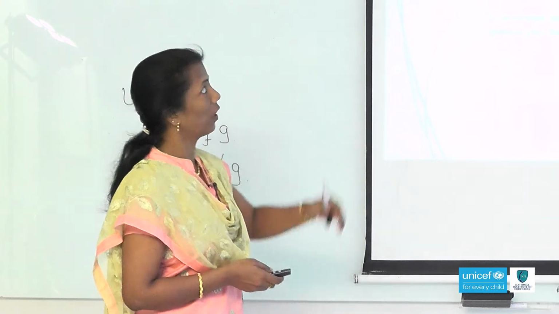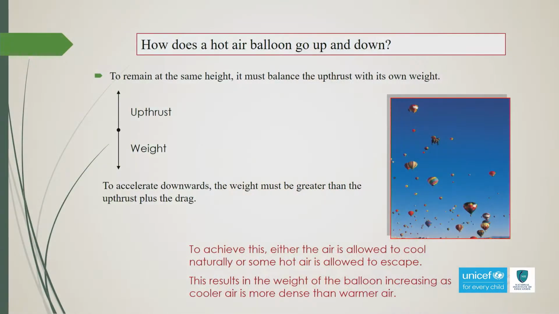See, how does a hot air balloon go up and down dancing in the air? Sometimes you could see the hot air balloon almost remains still. Sometimes it goes up, sometimes it goes down. So, how do you explain this practical situation with the help of fluid forces?